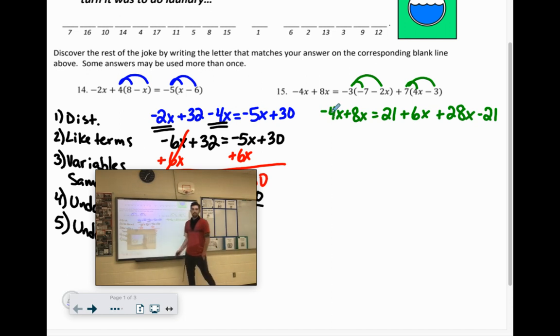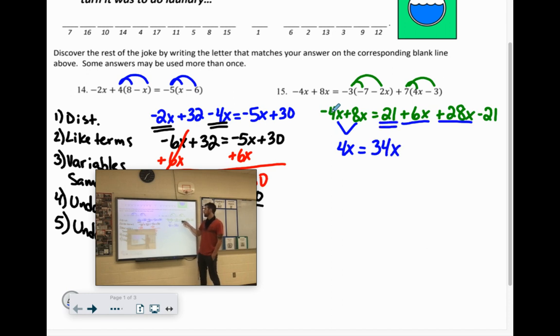Step 2, combine your like terms on the same side. So on the left side, negative 4x plus 8x is 4x. Over here, we have 6x plus 28x, that's 34x. We have 21 minus 21, that's 0. Okay, this is kind of strange.